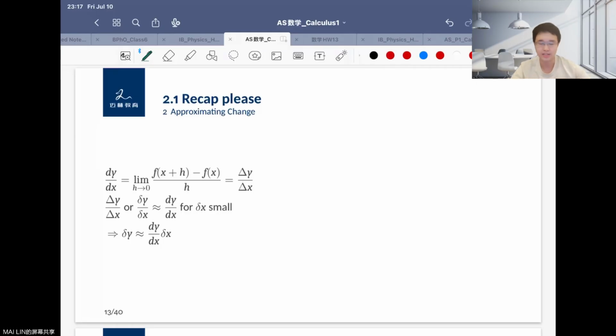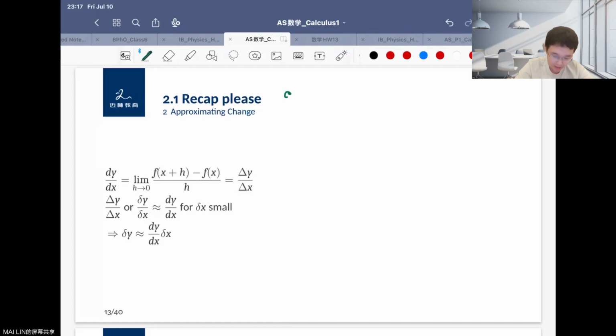Okay, hello guys. So last lesson we talked about the differentiation principles, right? So today let's move into the next part about approximating change, okay? So here we said you want to find the differentiation. So first you can just try to calculate dy over dx, right?